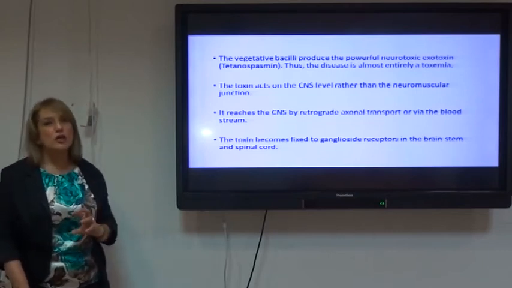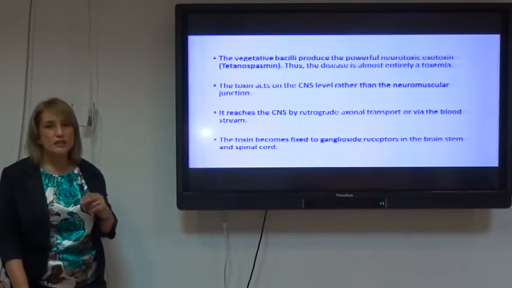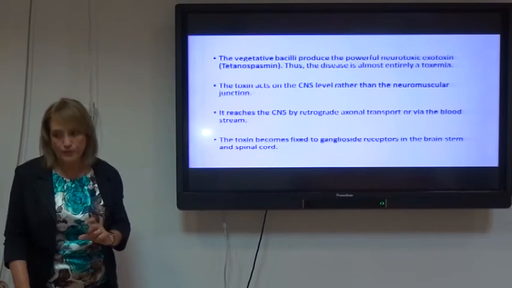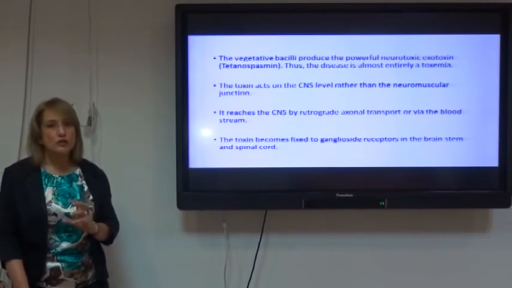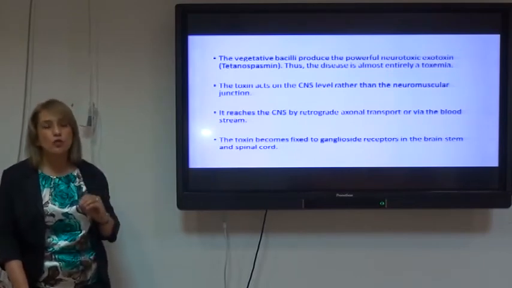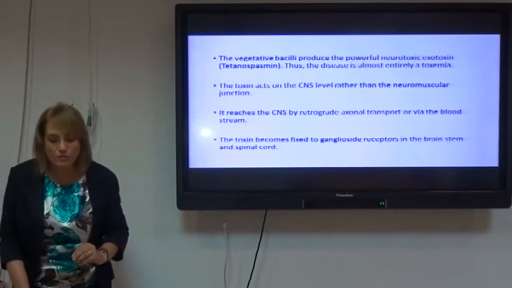How does it reach the nervous system? By one of two ways: either the bloodstream or retrograde axonal transport. Once it reaches the central nervous system, it binds to its specific ganglioside receptors in the brainstem and spinal cord, where it performs its mechanism of action.